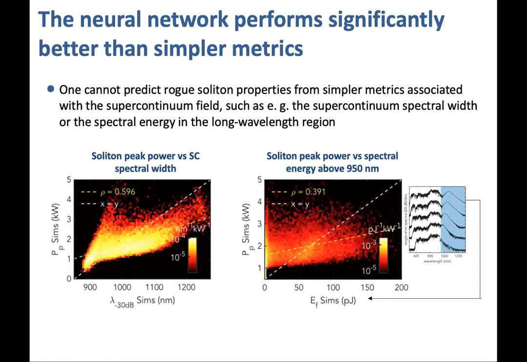Of course, you might ask whether there would be other ways to predict the most redshifted soliton properties from a simpler metric, without using a neural network. So for example, just using the supercontinuum spectral bandwidth or the spectral energy in a narrow wavelength region on the long wavelength side. However, as you can see here, if you do that, this fails, and none of these simpler metrics are able to give you accurate prediction of the characteristics of the most redshifted soliton in noisy supercontinuum generation. Not even near to the level that the neural network can do. So you can clearly see the benefit of using machine learning to analyze this kind of noisy instabilities.